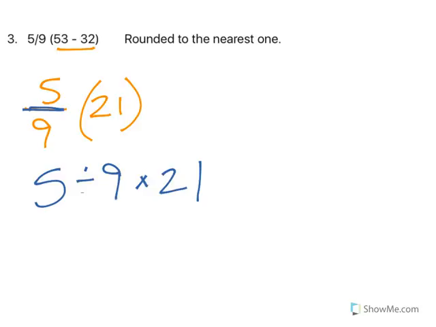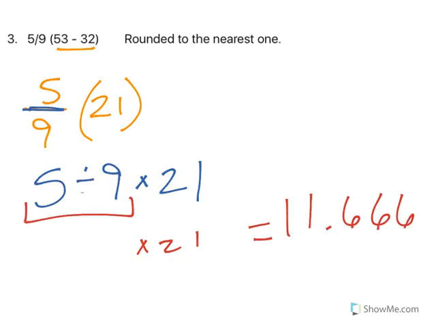Order of operations says multiply and divide left to right. So 5 divided by 9 gets an answer, multiply that by 21, and we end up with 11.666. It says round to the nearest 1. Well, that's 1, 6 rounds up. So rounded to the nearest 1 is 12.